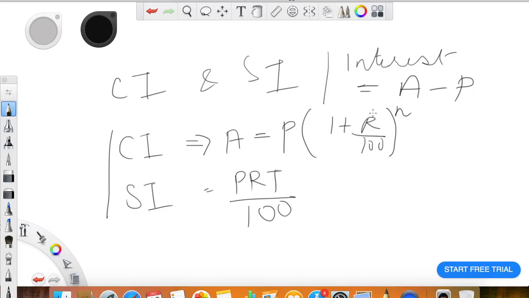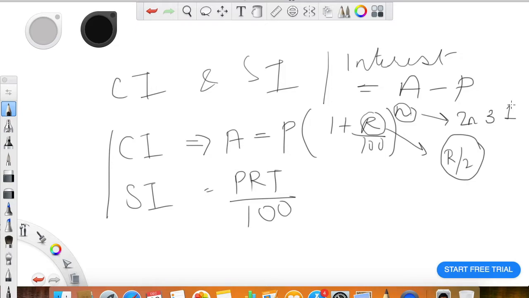Okay, so R is the rate per time period, and n is the number of time periods. So why am I saying time period and not years? It's because if it is compounded annually, then it's the rate per annum. But if it is compounded semi-annually, then your rate per annum will become half, right? And the years will become double, or if it's 1.5 years, it will become 3. If it's half a year, it will become 1.